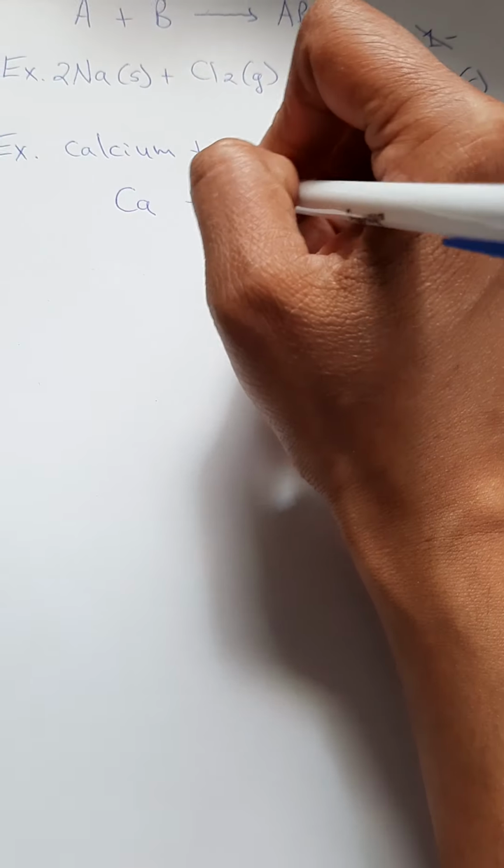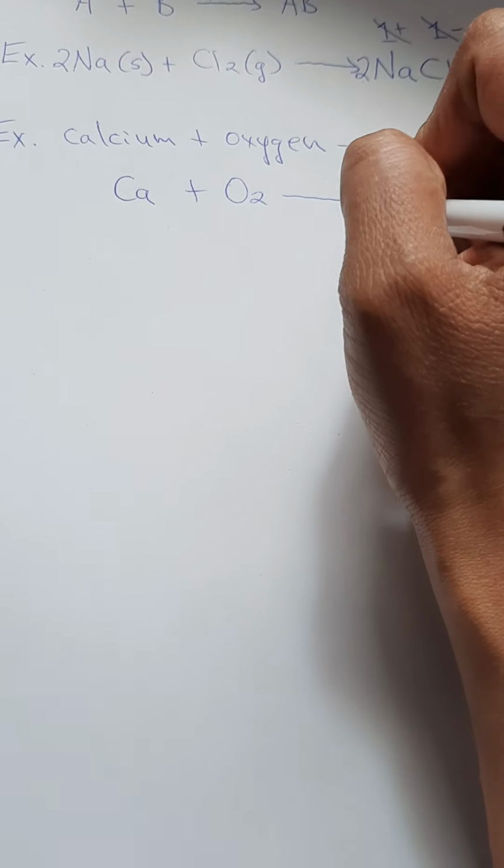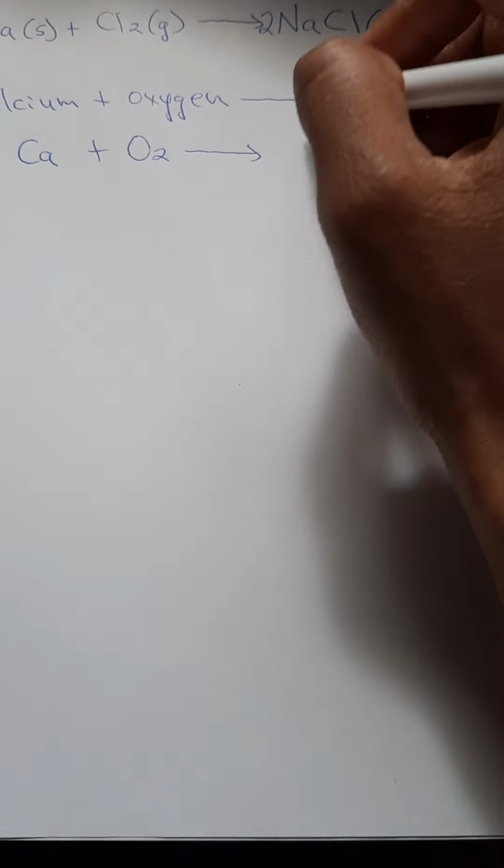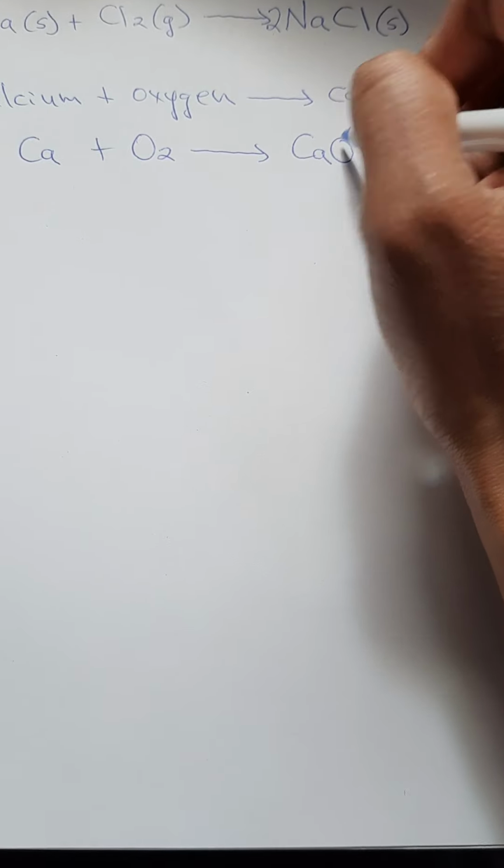Now we're going to add the formulas, so I won't put the states here. Ca is calcium plus oxygen. Again, oxygen is also diatomic, so we're going to write O2. And what we're forming is calcium oxide, so I'm going to write Ca and O. You're just combining them together.